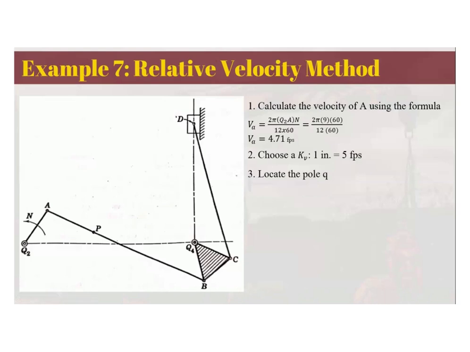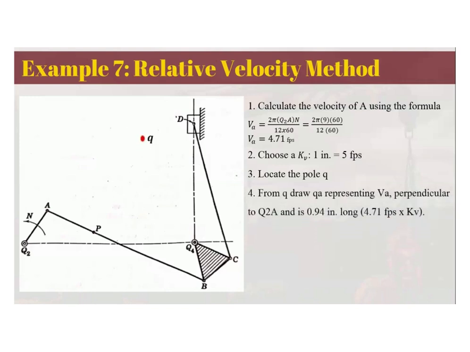The third step is to locate the pole Q. Pole Q may be located anywhere in your paper as long as it's comfortable with you. So I decided to put it here, the pole Q. That is the origination of all the velocities for our velocity polygon.